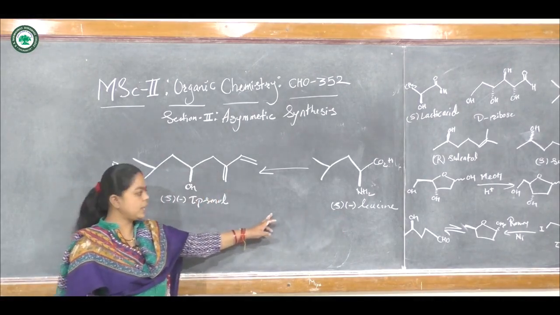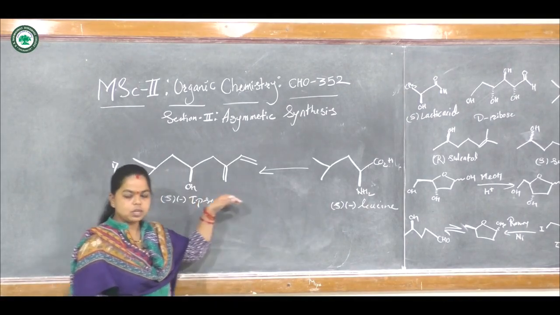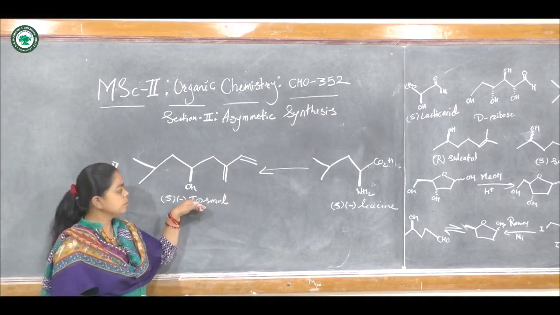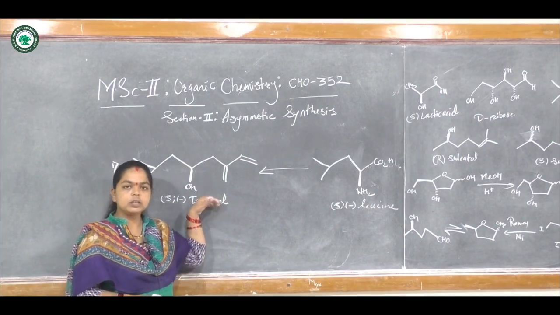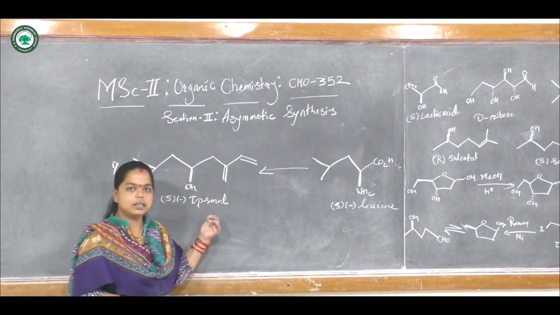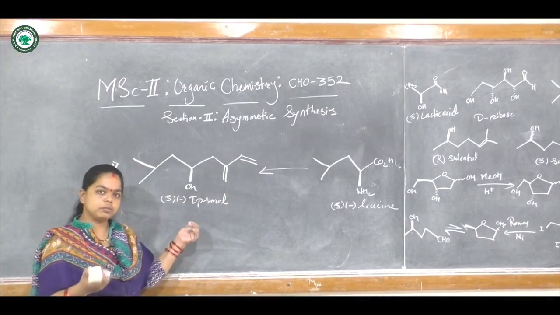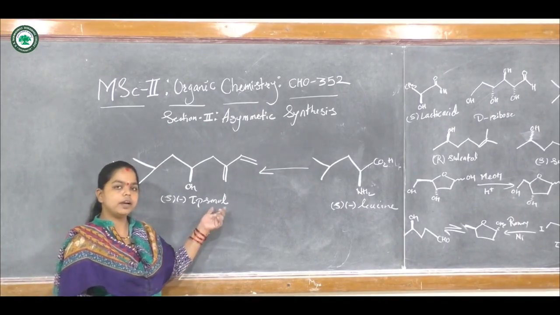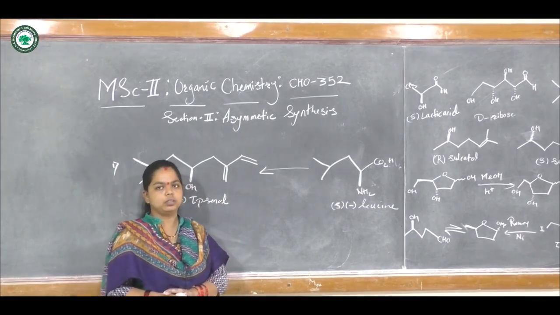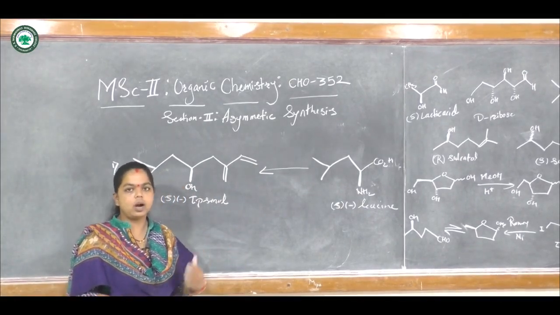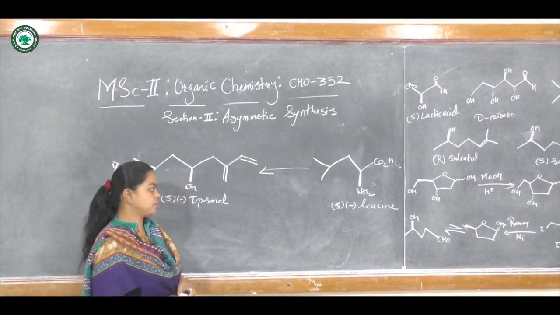Why have we used this S-leucine for the synthesis of the ipsenol? Because ipsenol is an optically pure compound, a single enantiomer. So we have to synthesize the single enantiomer from an enantiomerically pure compound. We have taken one of the molecules from the chiral pool in the synthesis, so it is called the chiral pool strategy.